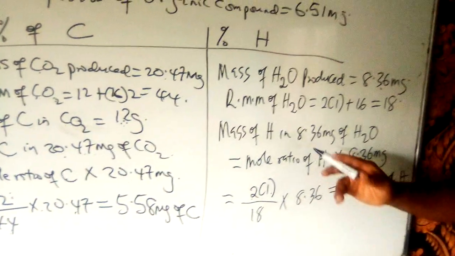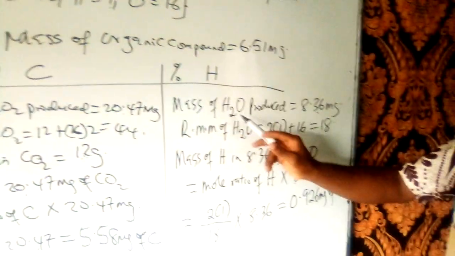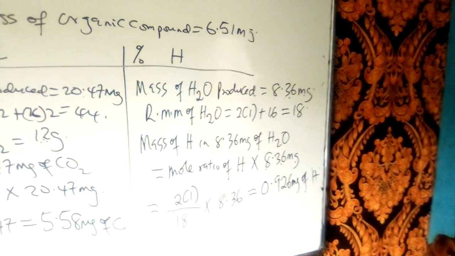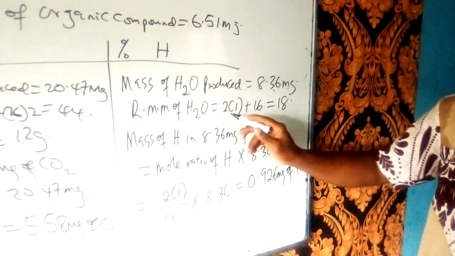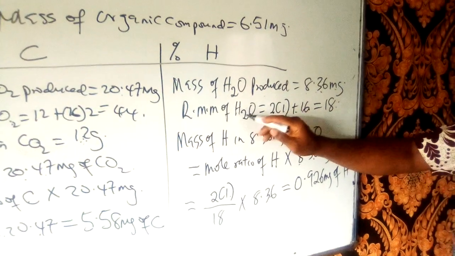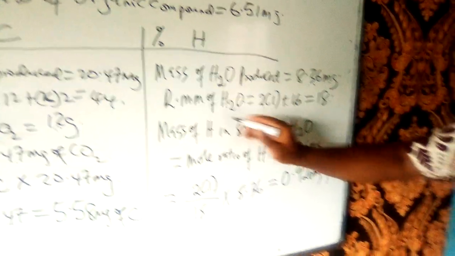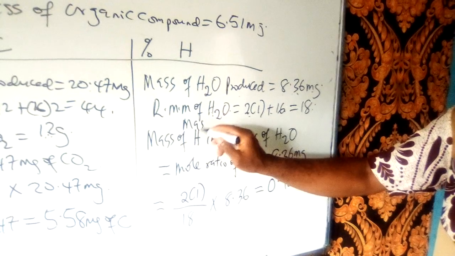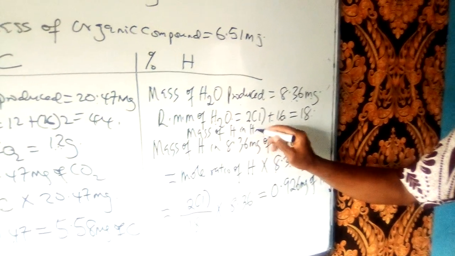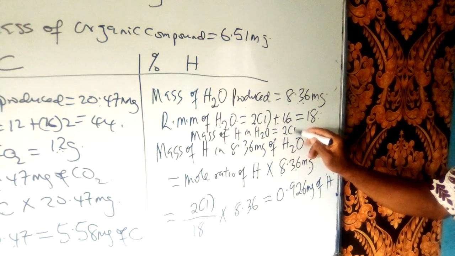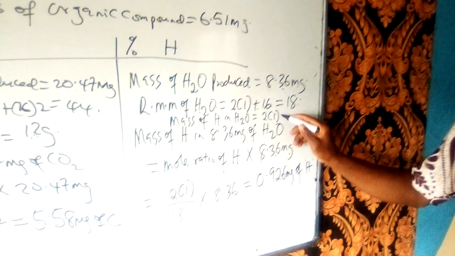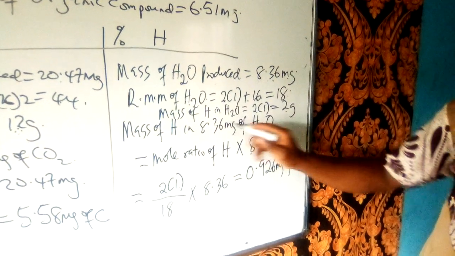Then going to water, the same thing applies here. Mass of water produced 8.36 milligram. We find the molecular mass of water, which is 18, that is 2 times 1 plus 16. 1 is the mass of hydrogen, 16 is the mass of oxygen. Then here I forgot, mass of hydrogen in water should be 2 times 1. There are 2 atoms of hydrogen in water, so that gives us 2 grams of hydrogen inside water.